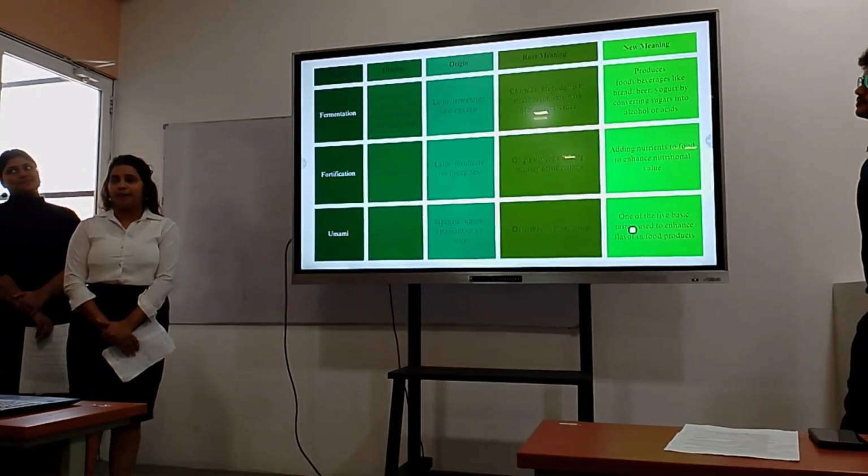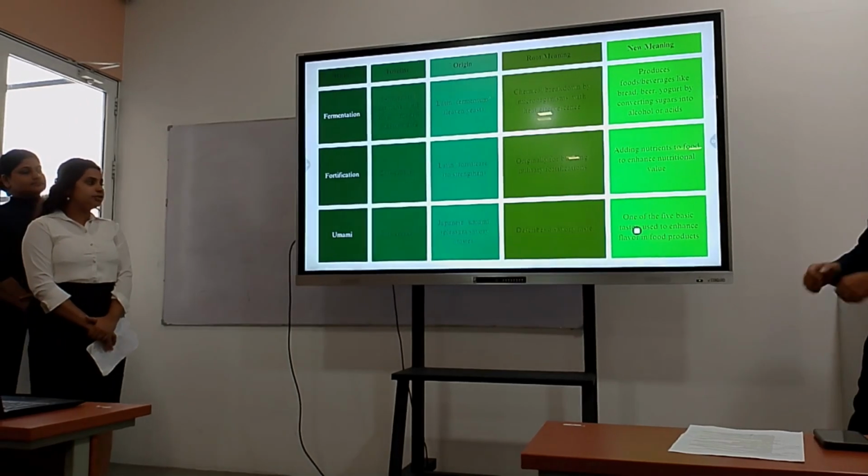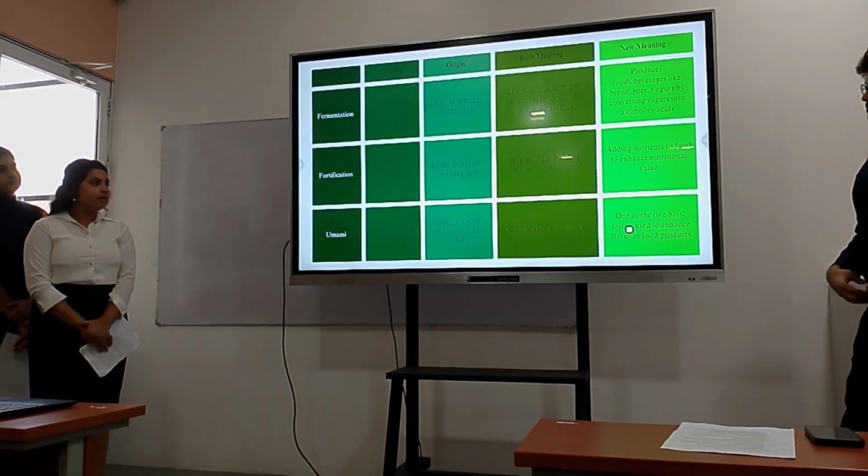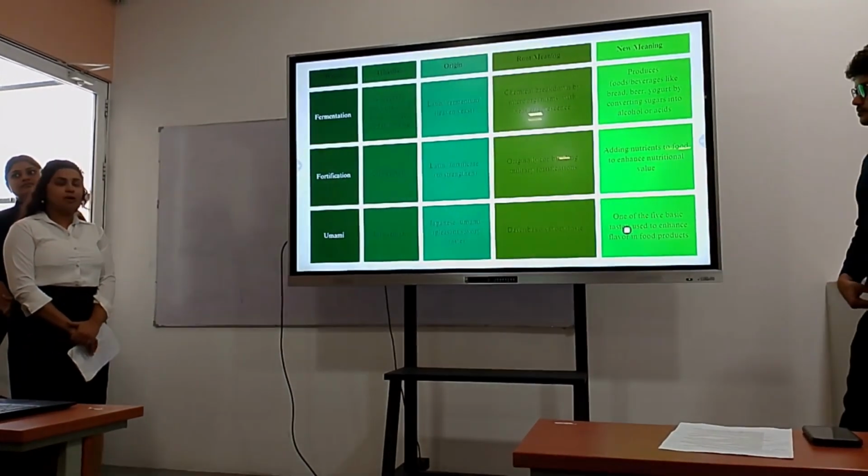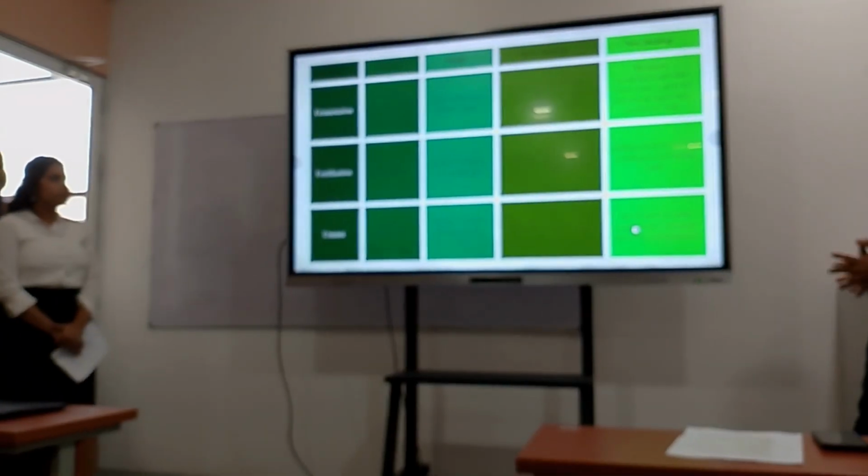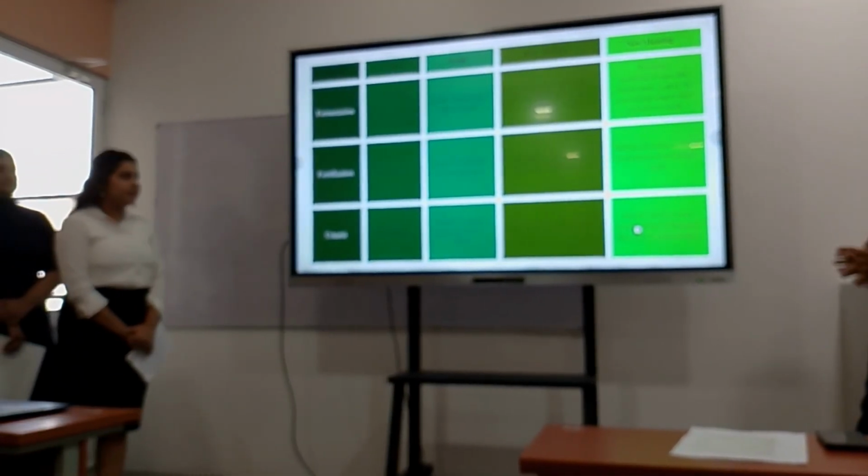And last, umami. So this word comes to 20th century. So this word origin from Japanese umami. So this root meaning describes savory taste.